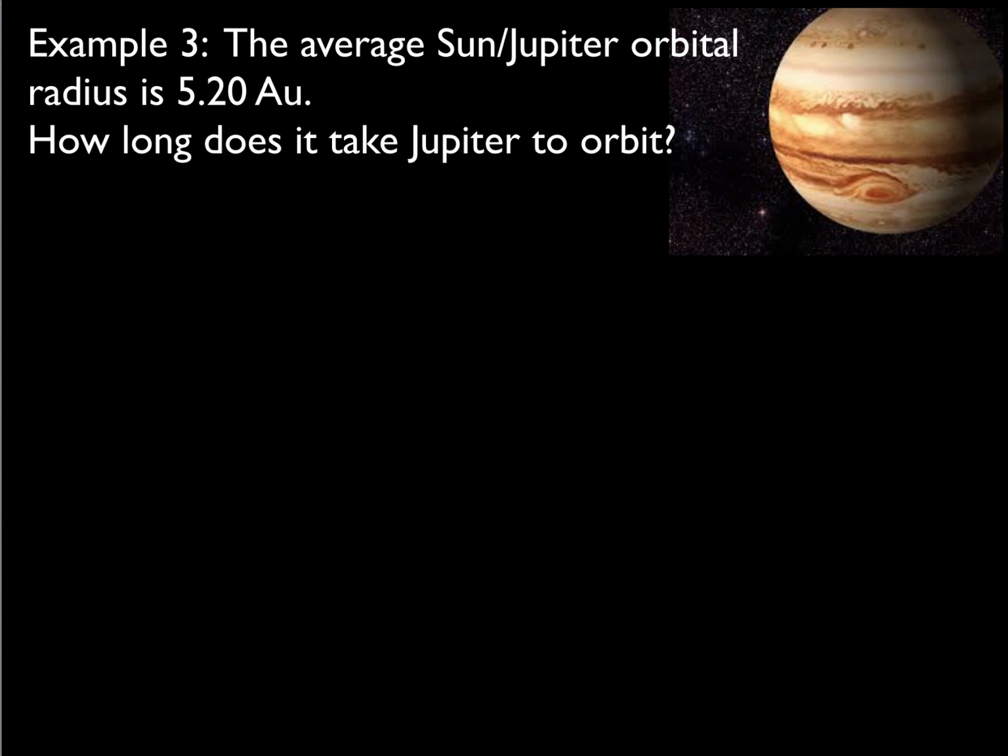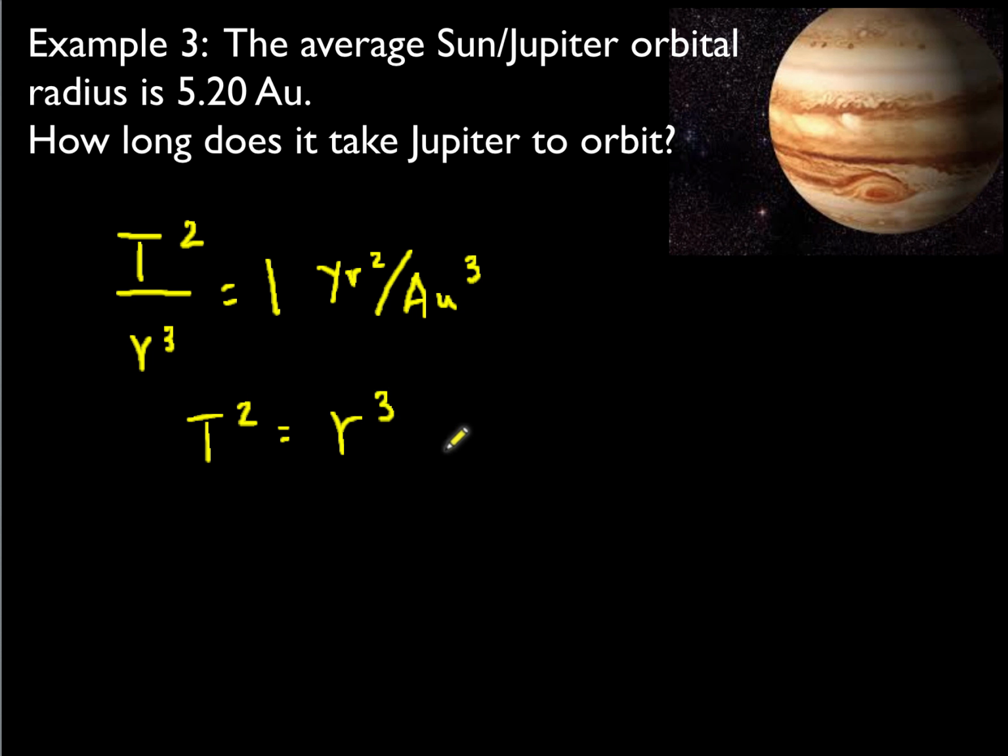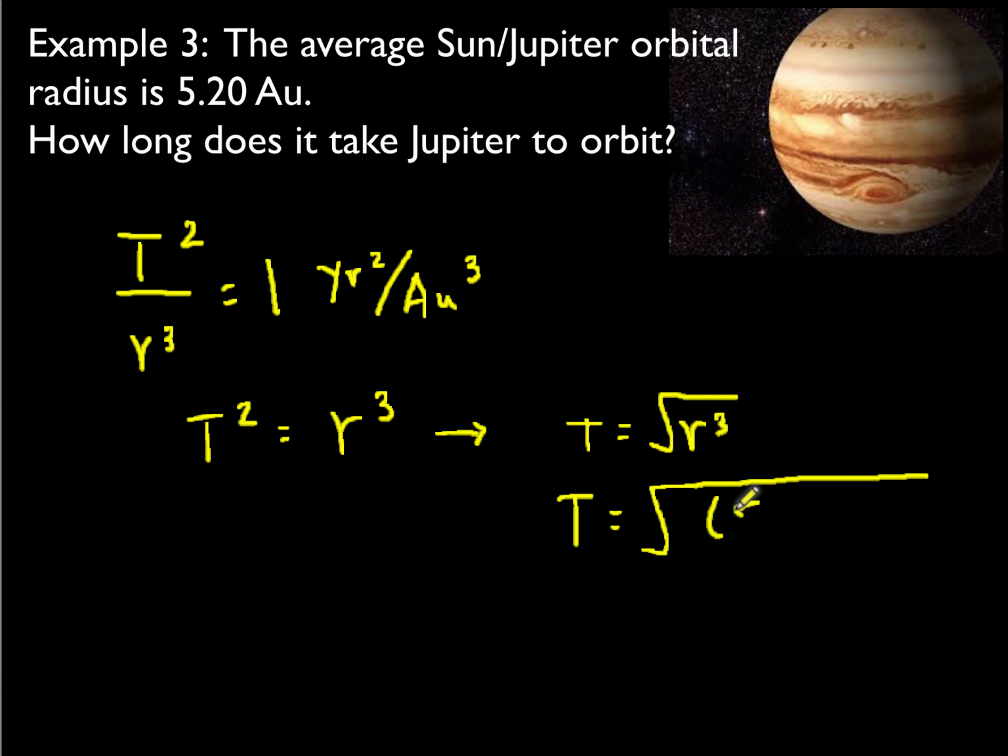Example 3. The average Sun-Jupiter orbital radius is 5.2 astronomical units. How long does it take Jupiter to orbit? So t squared over r cubed for the Sun equals 1 year squared per astronomical unit cubed. This rearranges to t squared equals r cubed. Much easier looking. T equals root r cubed. So t equals the square root of 5.2 astronomical units cubed, which gives us time in years, 11.8 years to orbit the Sun.